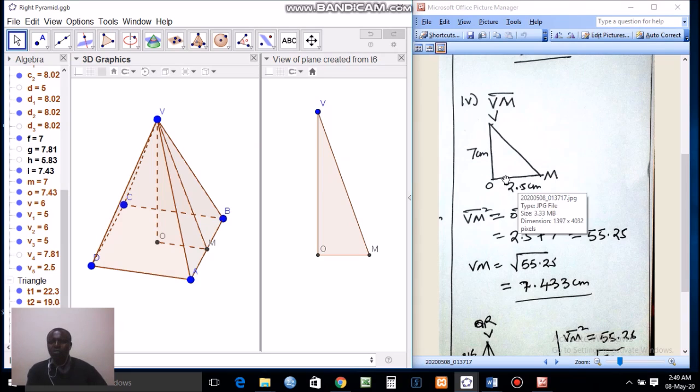So we have right angle triangle VMO, and VM is the hypotenuse. So we apply Pythagoras Theorem as VM squared equals OM squared plus OV squared. We bring in the values, and we have 2.5 squared plus 7 squared equals 55.25. So VM is the square root of 55.25, and that gives us 7.433 as the length of VM. All right. Let us look at an alternative analysis.